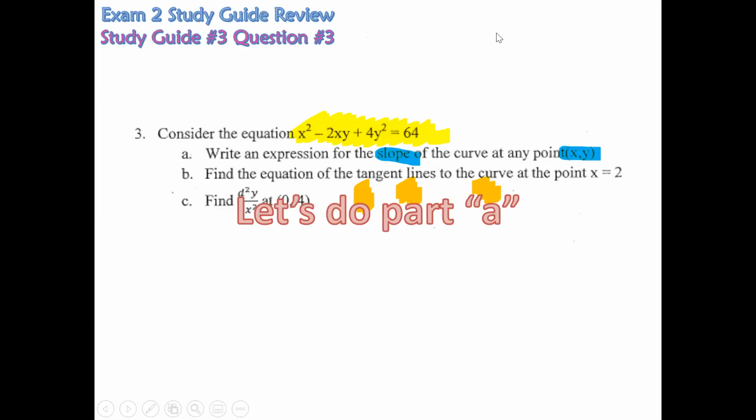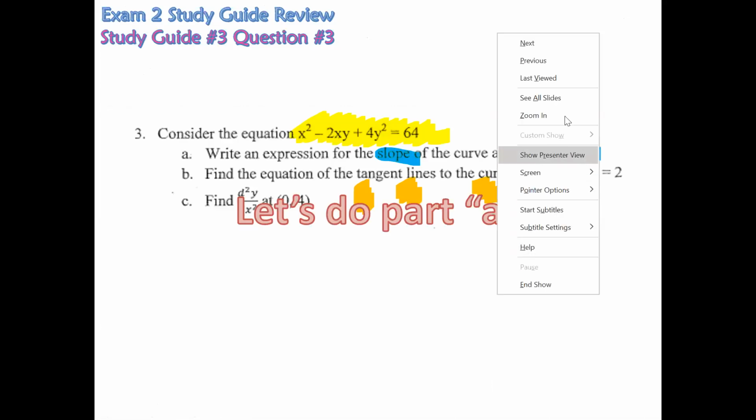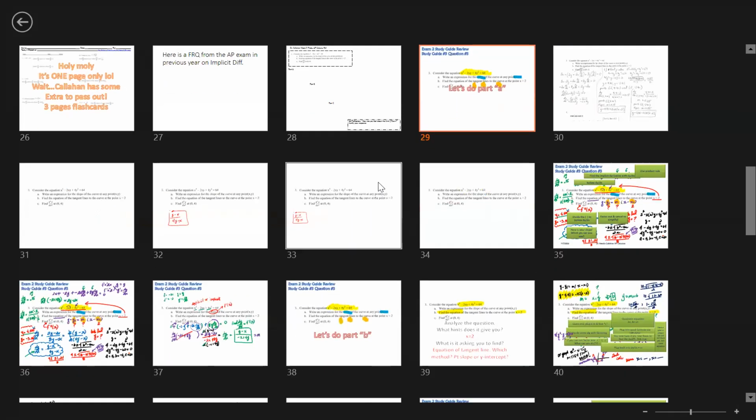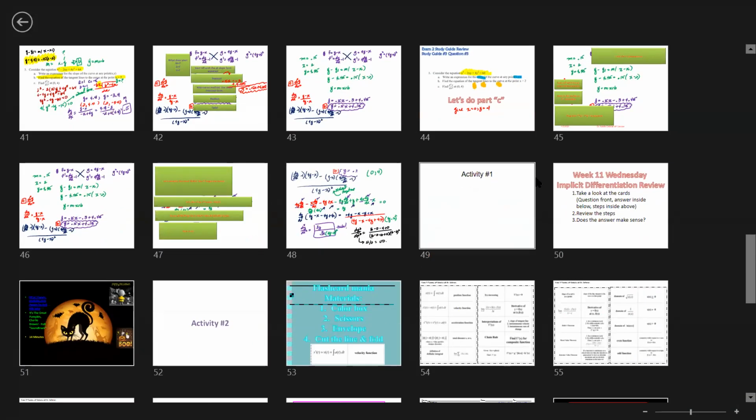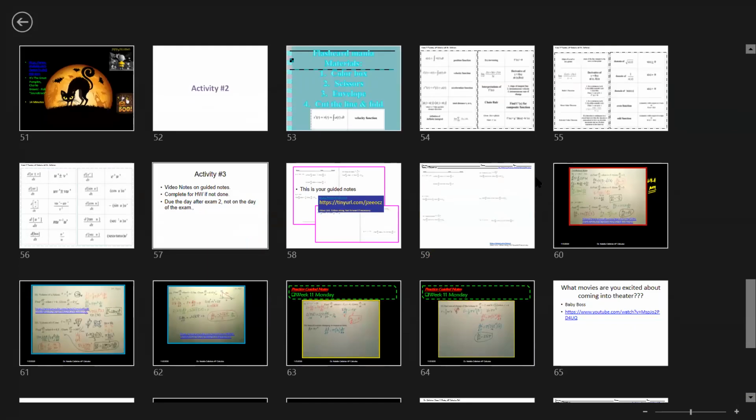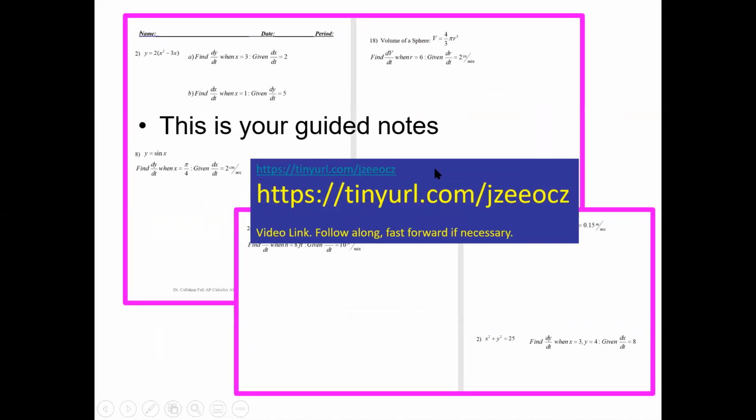Then I'm going to have this part right here, which is a free response question that involved implicit differentiation with a second derivative, which we can go over. Okay, so I'm going to start off with your guided notes right here.